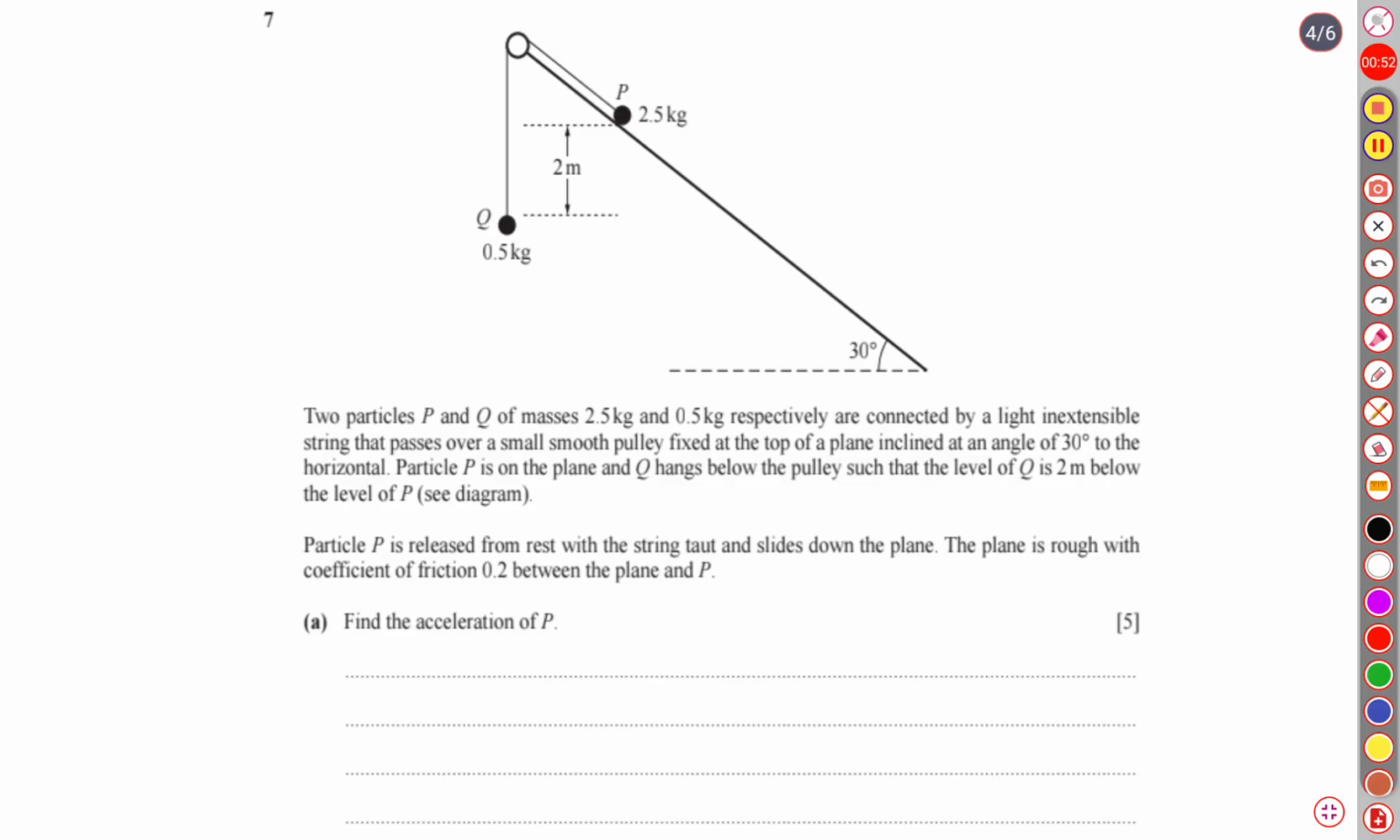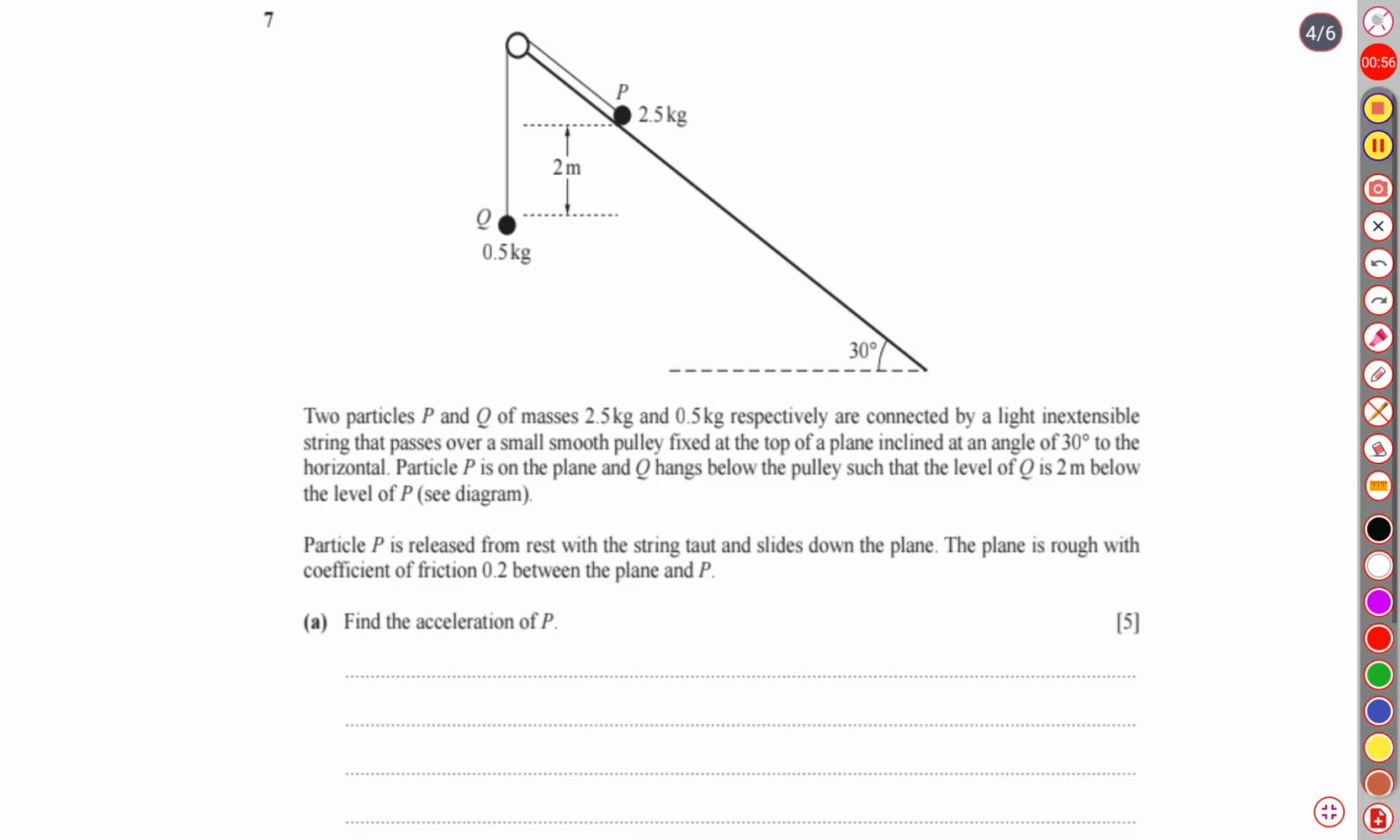Particle P is released from rest with the string taut and slides down the plane. The plane is rough with coefficient of friction 0.2 between the plane and P. The question says find the acceleration of P. So we have already understood the question.